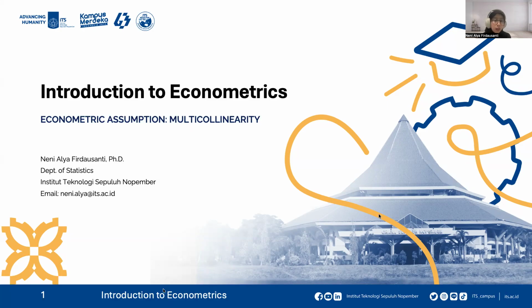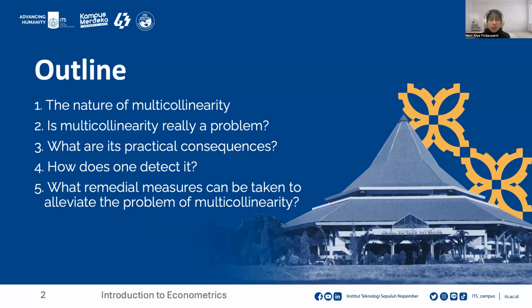So, what is the outline for this meeting? First, we are going to learn the nature of multicollinearity, and then, is multicollinearity really a problem? And then what are its practical consequences? So how does one detect it after we know the consequences? And if we can detect it, what remedial measure can be taken to alleviate the problem of multicollinearity?